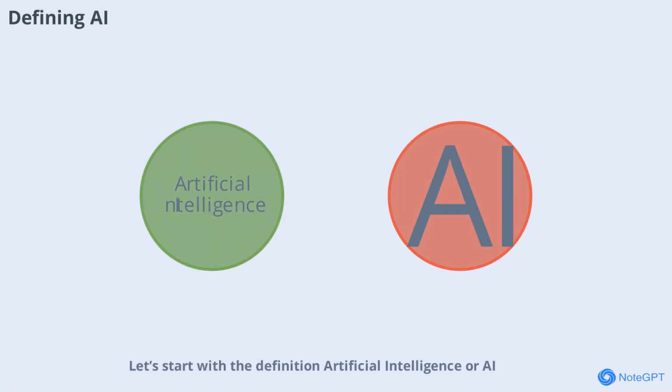Start with the definition. Artificial intelligence, or AI, is the scientific field focused on making computers perform tasks that once required human intelligence. These tasks include understanding language, recognizing images, making decisions, and solving complex problems. The key is that AI systems can mimic the results of human understanding, even if they don't truly think like we do. This distinction is subtle but crucial, and it's what sets AI apart from other technologies.